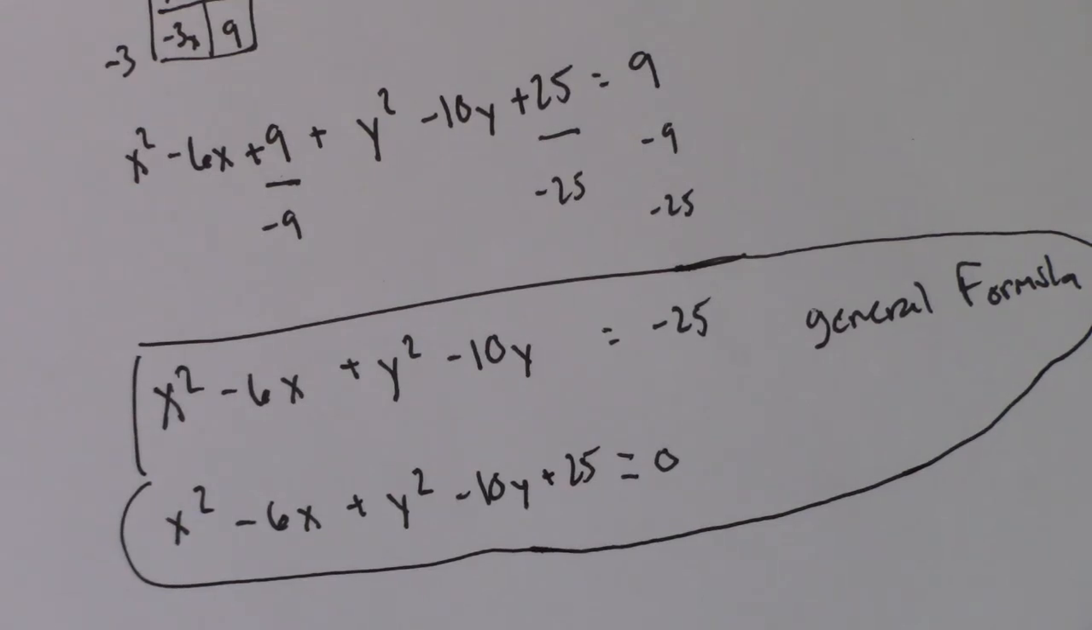So hopefully that gets you from standard form, which you can just read the details from your graph, to general form when you multiply it out.